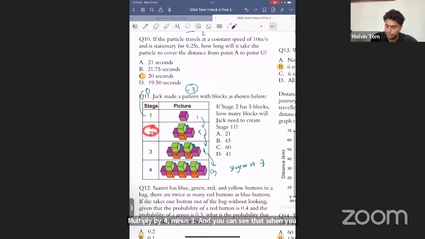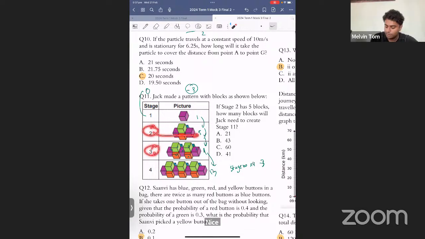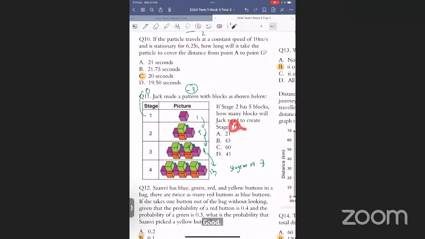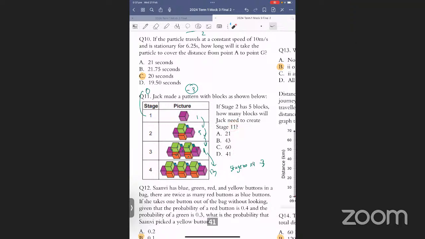You can see that when you take a look here. 2 times 4 is 8. Minus 3? 5. 3 times 4 is 12. Minus 3? 9. 4 times 4 is 16. Minus 3, like that. So stage 11 multiplied by 4 is 44. Minus 3 is 41.